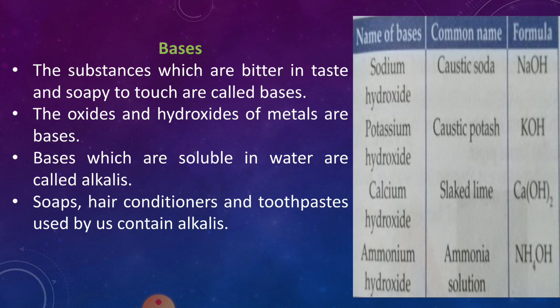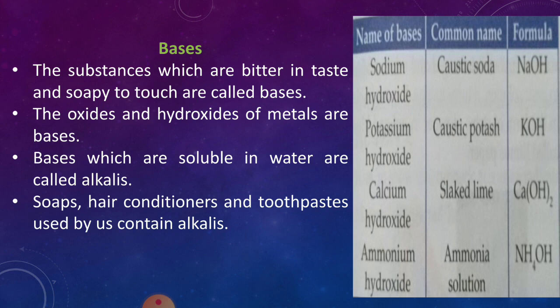And after this, so many other bases are there, as we use one of the very important bases, that is baking soda. The formula of baking soda is NaHCO3. Its chemical name is sodium bicarbonate or sodium hydrogen carbonate, and it is baking soda. That baking soda we use in our kitchen.